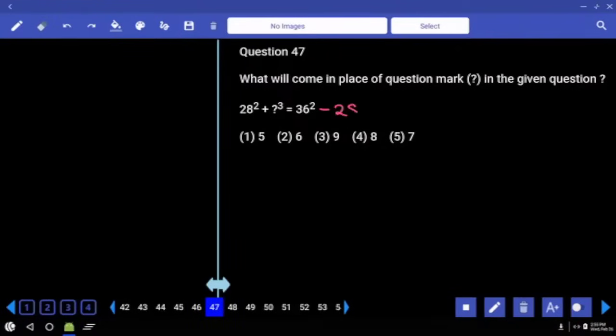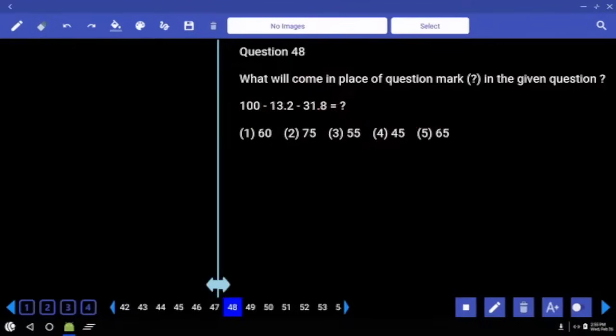28 square goes to the other side and becomes minus 28 square. It is in the form of a plus b into a minus b. A square minus b square. A plus b 64, a minus b 8. 8 square into 8, 8 cube. x cube is equal to 8 cube. x is equal to 8. Are you following? Both are negative numbers.